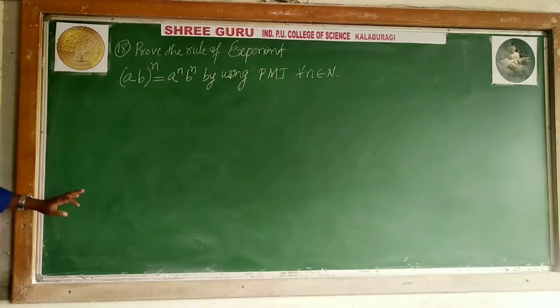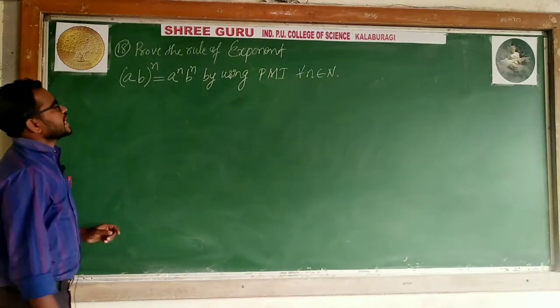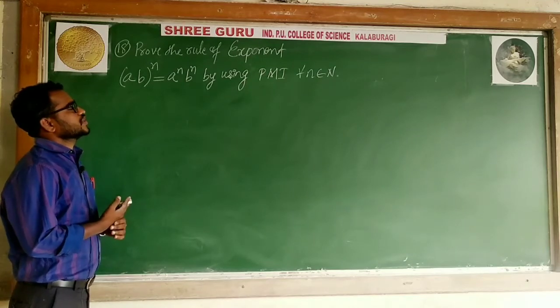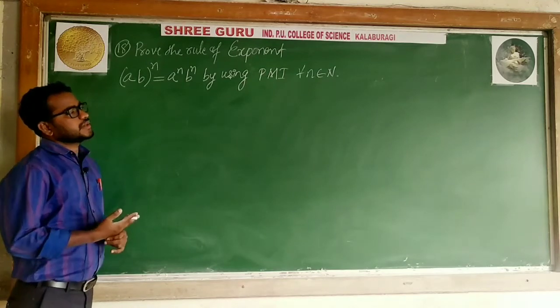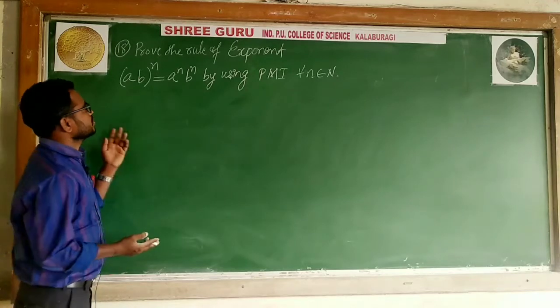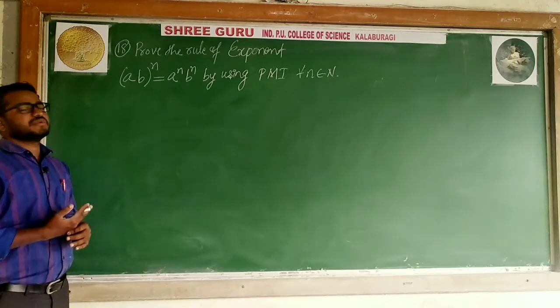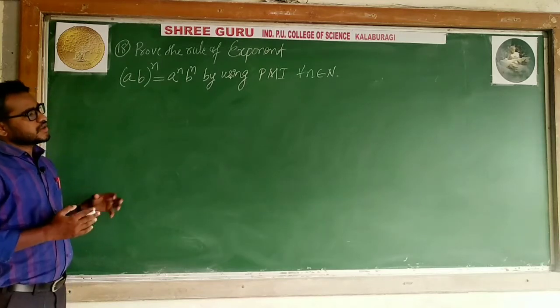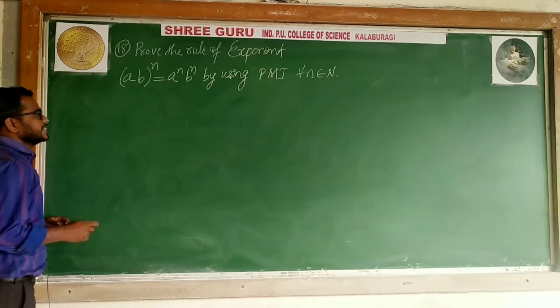What is it asking? Prove the rule of exponent, AB whole to the power n is equal to A to the power n, B to the power n, by using PMI. We have come across AB whole to the power n is A to the power n, B to the power n many times. This is a mathematical statement, and we are proving this statement by using the principle of mathematical induction.